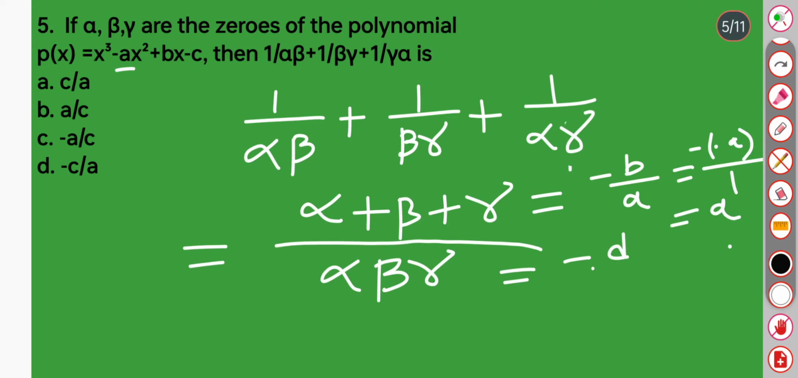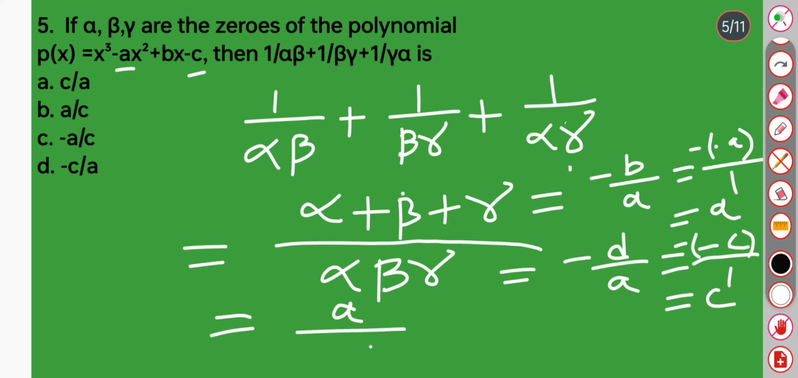The formula for the product of three zeros is minus d by a. So minus d, how much is given? C. So minus c, and the outside minus with the formula's minus makes it 1. You will get c. So ultimately, if you put the value, this value is how much? A. And the alpha, beta, gamma value is how much? C. So a by c, that is option number B. Option number B is the correct one.